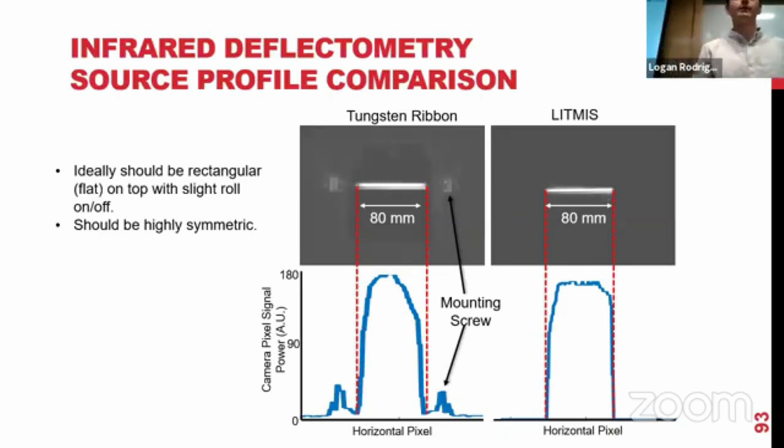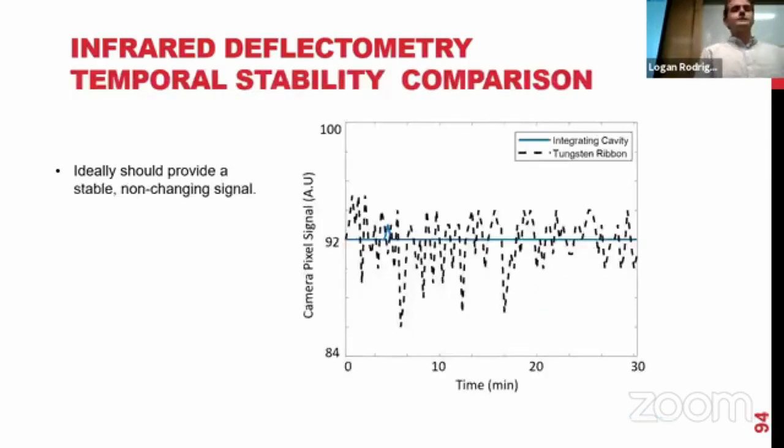What about temporal stability? To measure this, over 30 minutes, we took a picture of both sources every 10 seconds, and we determined what the signal on the camera pixel was from that source. I want to highlight also before I go on, should have mentioned in the last slide, but we intentionally adjusted these sources so that the power from both was very similar. That is, what the camera saw from both sources was very similar. So we're not comparing apples to oranges. We're trying to compare apples to apples.